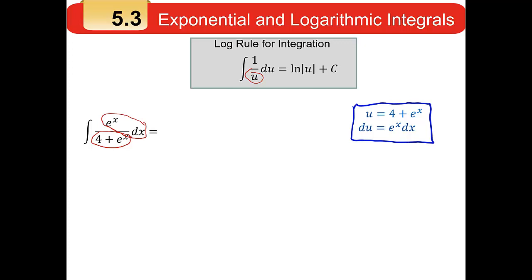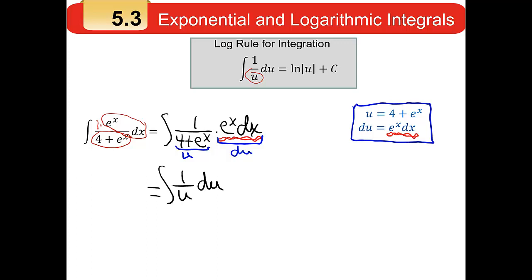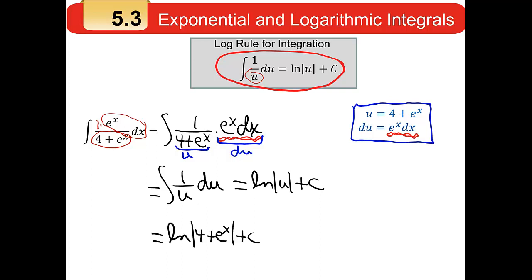So I'm going to bring the e to the x out and put it next to the dx, and that just leaves me an understood 1 up in the numerator. And now it looks like the game is over because the e to the x dx is exactly du, and I have 1 over u. So when I substitute, I get rid of all my x's, and I've got the integral of 1 over u du, which is the formula just above, and that gives me the natural log of the absolute value of u plus c. And then get rid of the u.